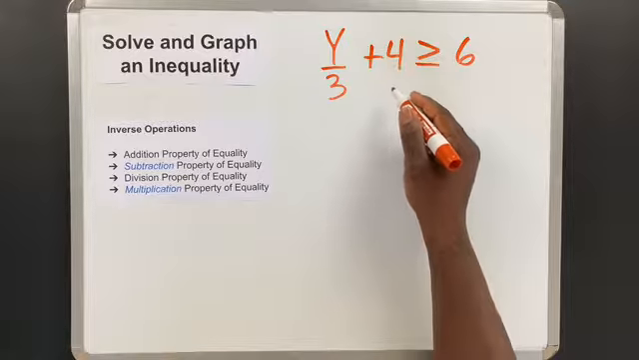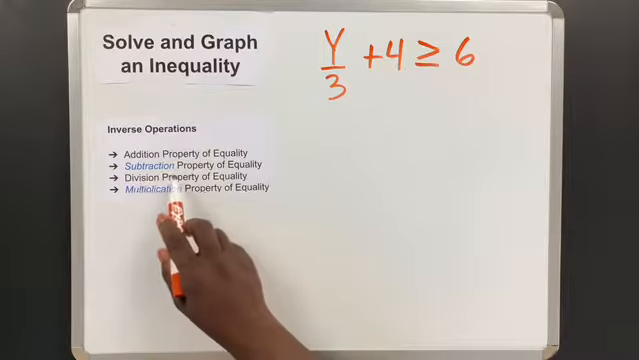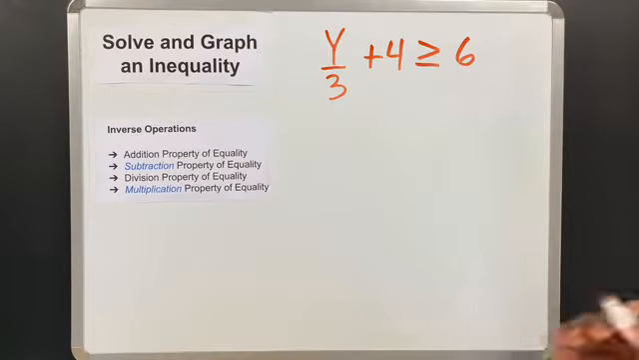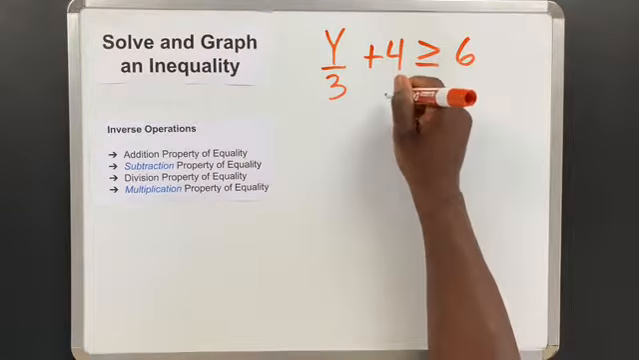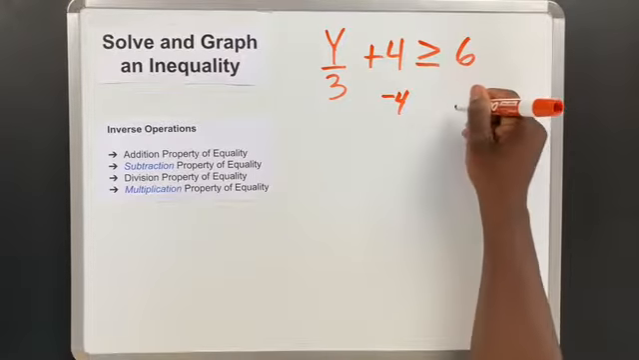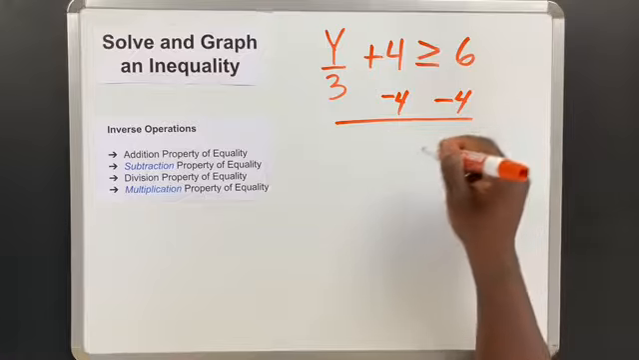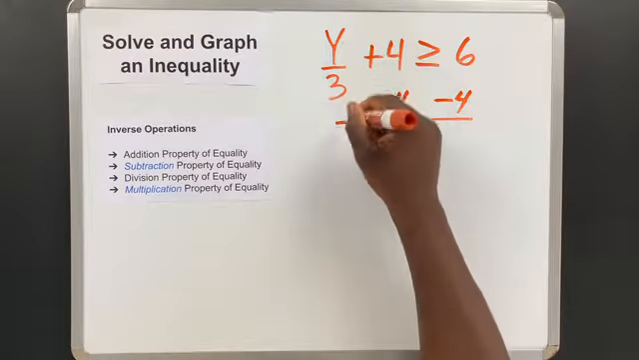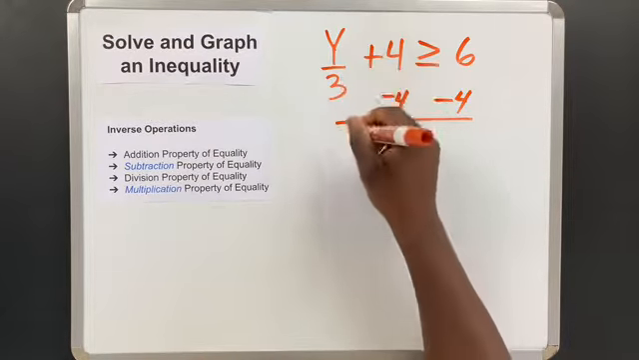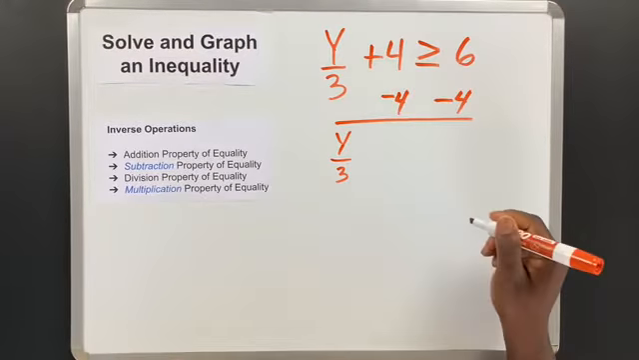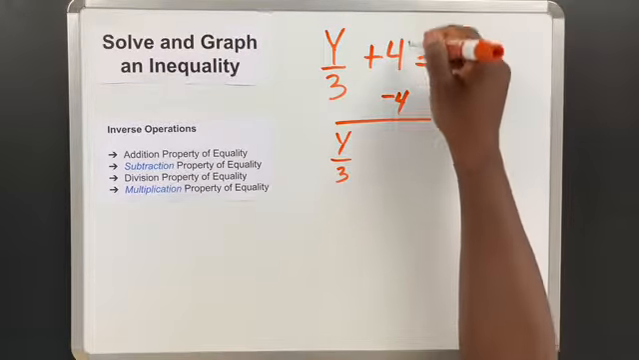What's the opposite of adding 4? You're right, subtracting. So we're going to use the subtraction property of inequality in this case. So subtracting 4 from both sides of the inequality. All right, we come back down over to the left, bring down y divided by 3. 4 plus negative 4 is 0.